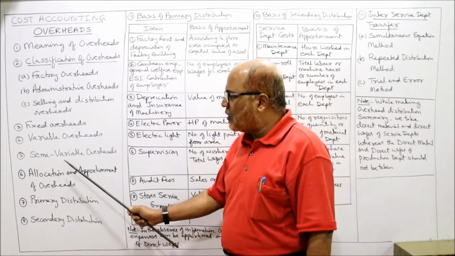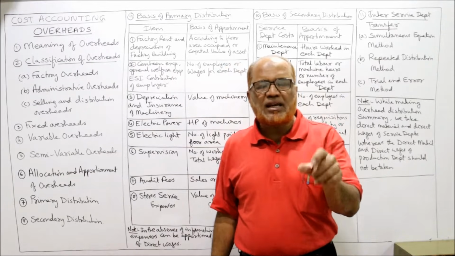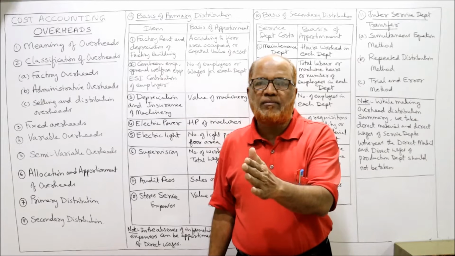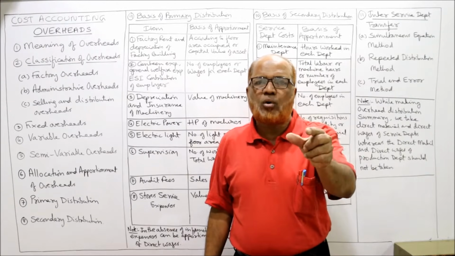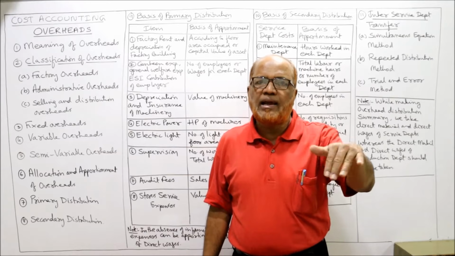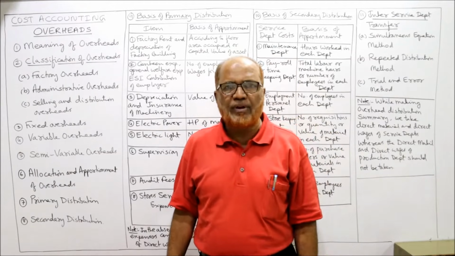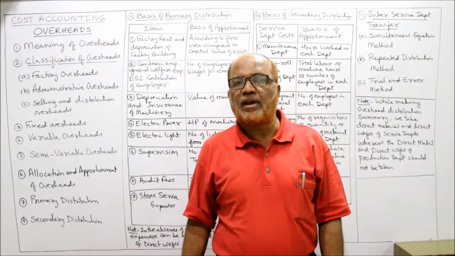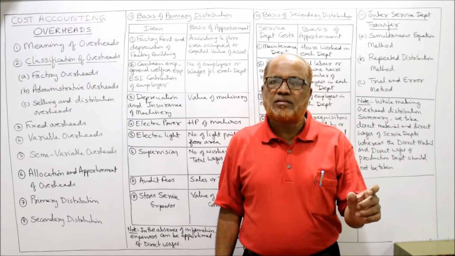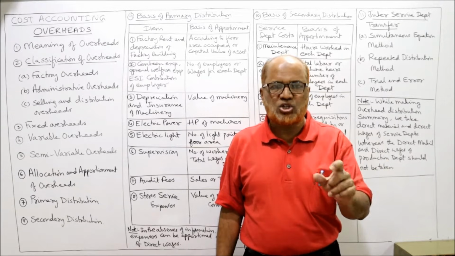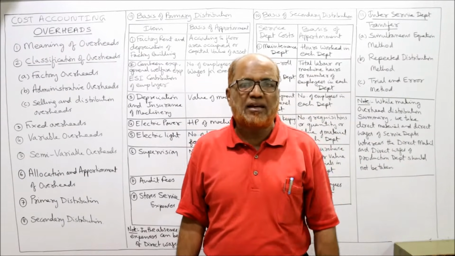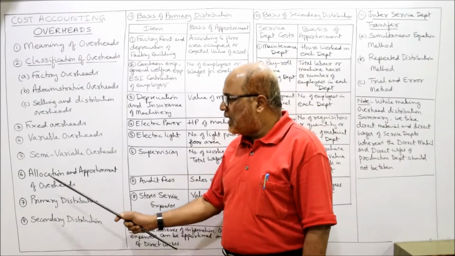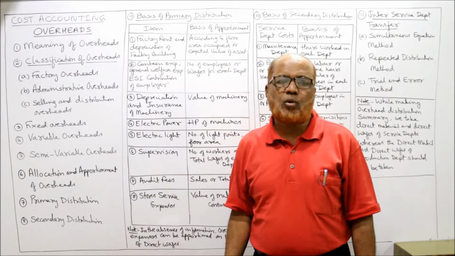Now semi-variable, another classification of overhead. It is partly fixed and partly variable. To some extent the overheads will remain fixed, later on it will become variable. So in this way we classify overheads. In examination you may be asked very frequently, explain overheads, or explain the classification of overheads. So whatever I have explained in detail will be more than enough to write the theory question regarding overheads. Now, allocation and apportionment of overheads.